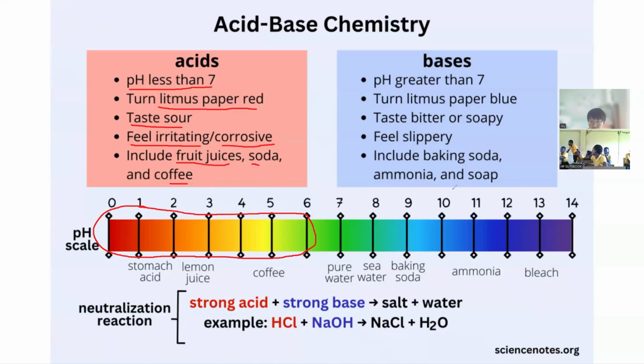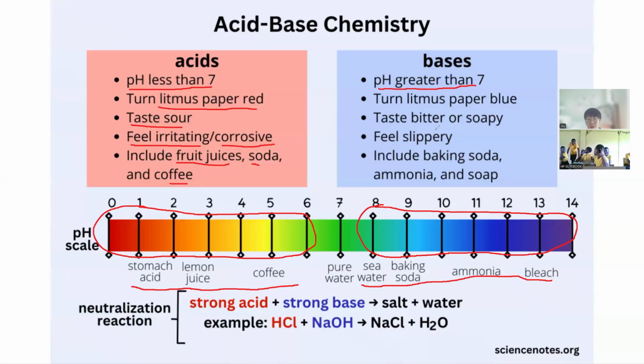And then on the right, we have bases. It's when the pH is greater than 7, from here all the way to the right. So all of these examples are bases. Bases turn the litmus paper blue. We will actually see a video about this, pretty interesting. It tastes bitter or soapy, and it feels slippery. Examples again include baking soda, ammonia, and soap.